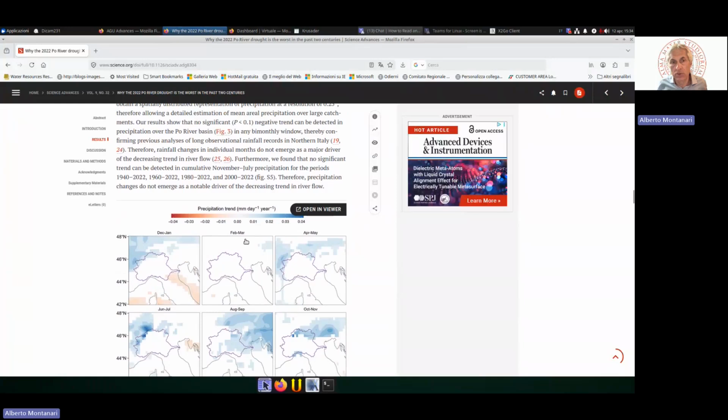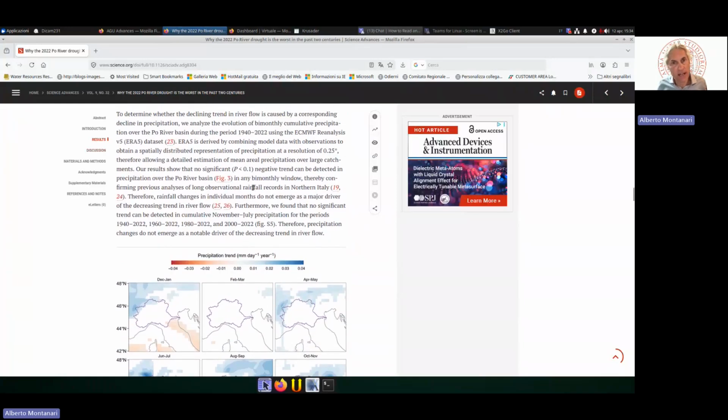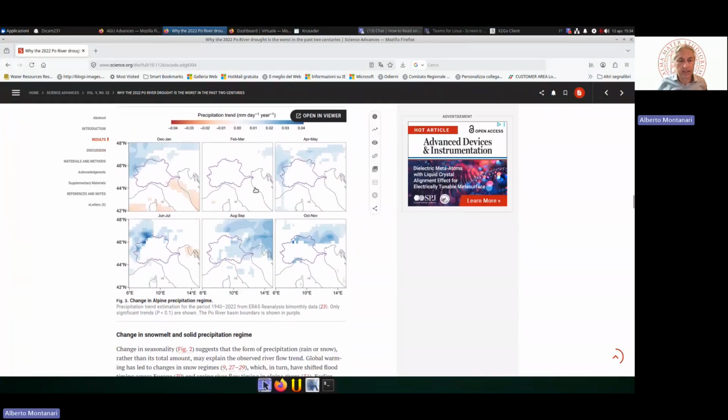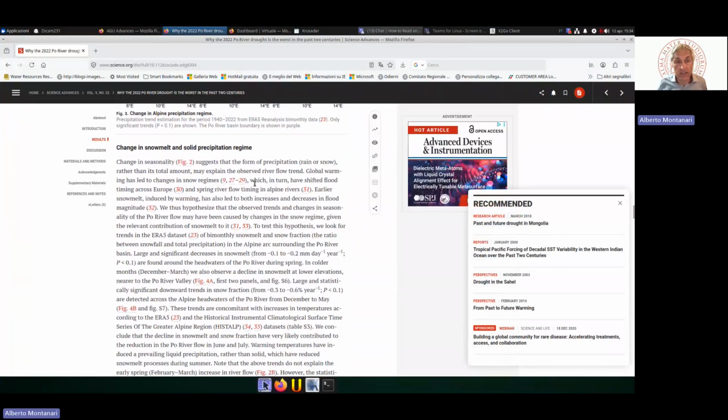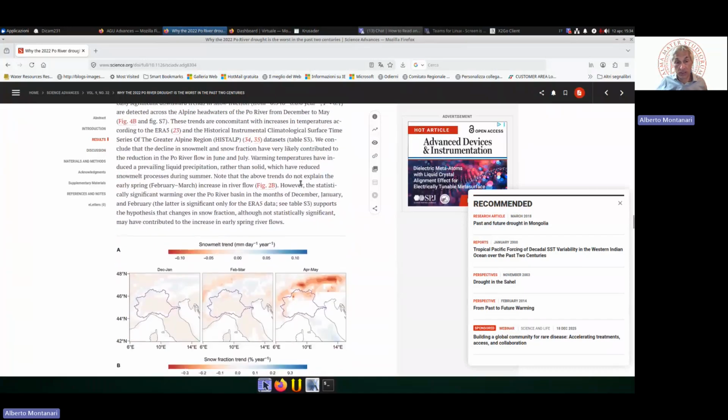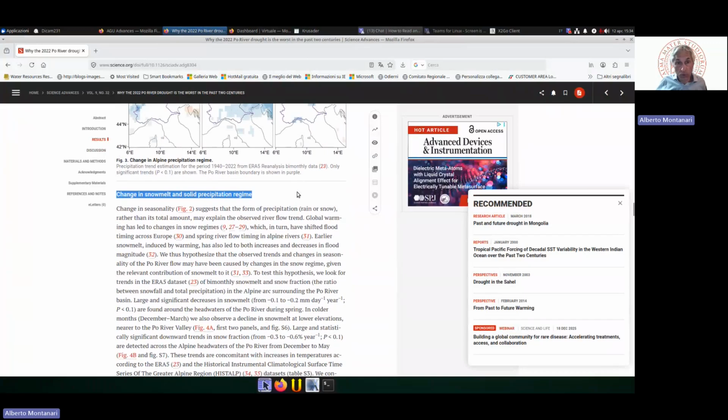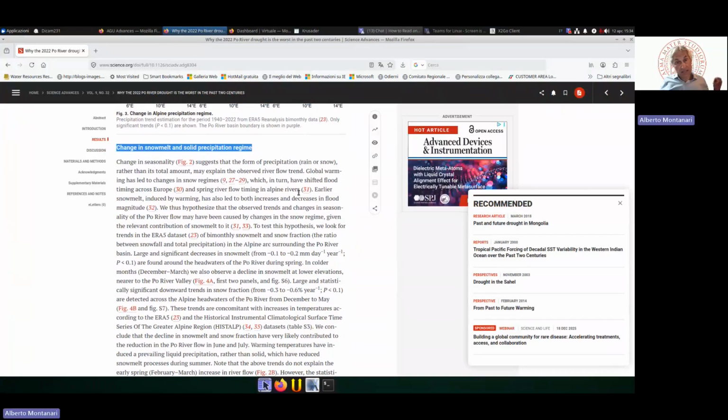And here we discuss also the kind of data that we analyzed and the methods that we use to analyze the data. So what is then the reason for the change in river flow? And then here there is a discussion of change in snowmelt and solid precipitation regime. And here we prove, with the aid also of a figure that is presented here below, that it's not the precipitation that is changed, but rather the solid precipitation that is changed and the snowmelt.